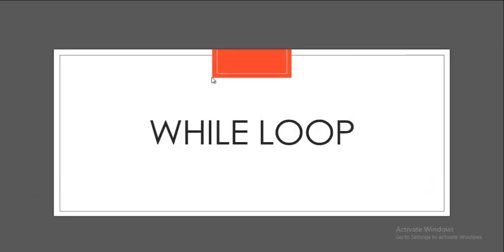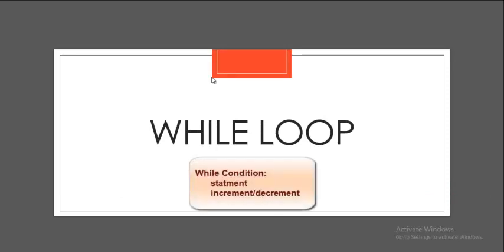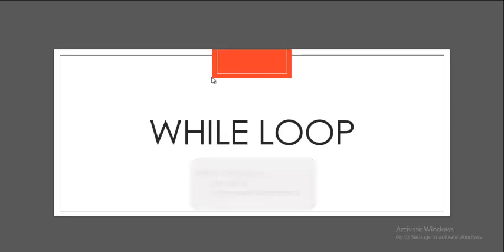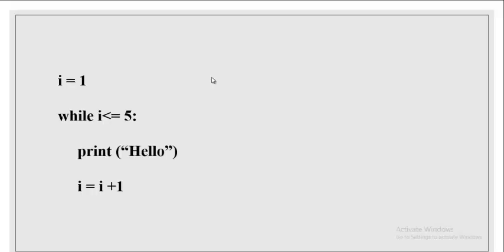Let's start with the while loop. In a while loop, you need to use the word while as a keyword, and then you add the condition. You also need a counter, which is a variable, to increment and count the number of times the while loop is going to execute. Let's go to this explanation.